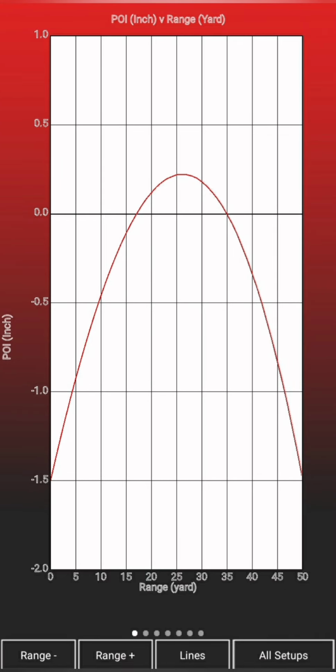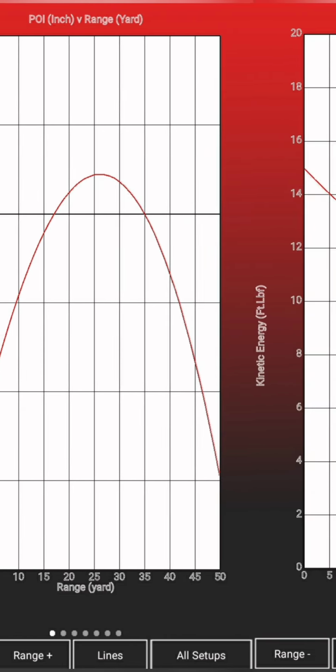And right here's the 35 yard example. What I'm looking for is a good usable zero that I can pretty much hold dead on at to the effective range of my rifle. With an air rifle, my effective range is probably 35 yards, realistically 40, for just pests and things like that.